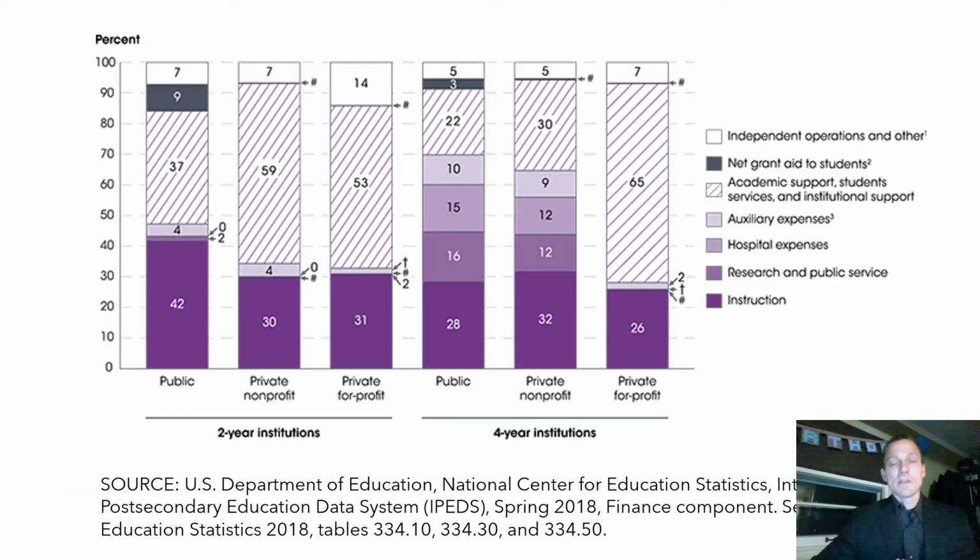This chart from the U.S. Department of Education shows a breakdown of expenses by different university types. As we mentioned, instructional expenses in dark purple and student support services with the dashed purple lines make up the bulk of expenses at all universities. And then the breakout of how other expenses are incurred depends on the institutions themselves.